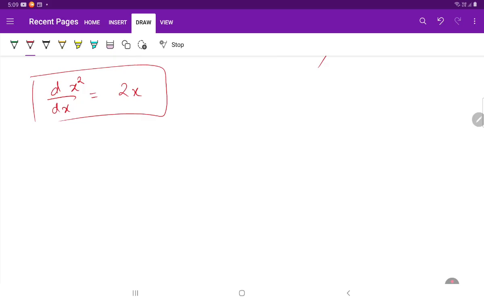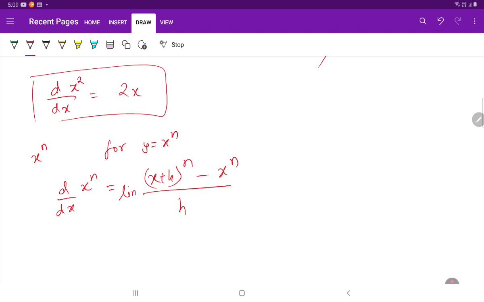Now similarly, we'll be deriving for x to the power n. For y is equal to x to the power n, d by dx of x to the power n can be written as limit h tends to 0 of x plus h whole to the power n minus x to the power n by h. Now if you know this simplification, you might know that it will come out to be x plus h minus x into x plus h whole to the power n minus 1 plus and so on.